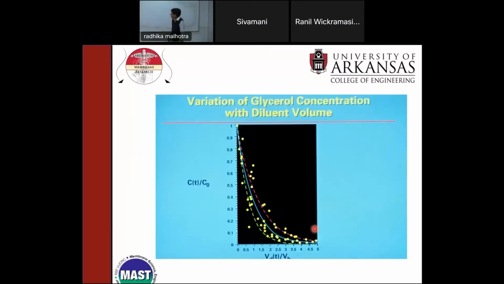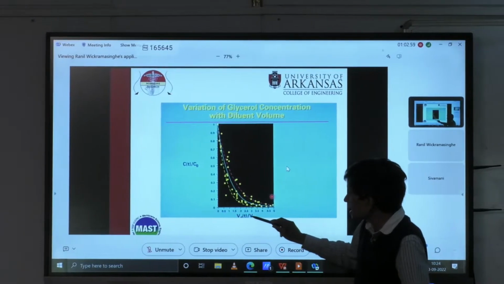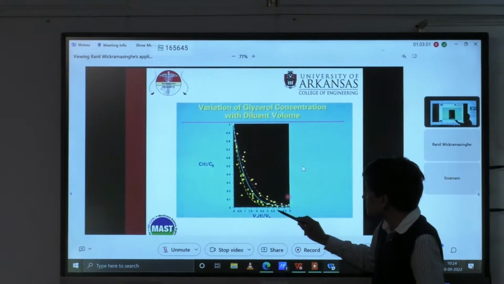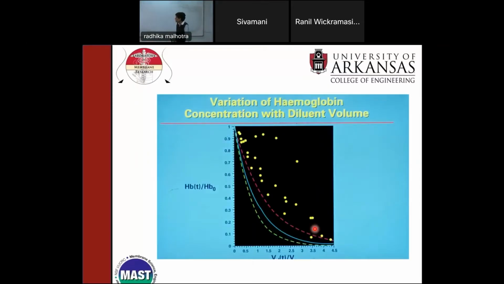So we move on. This is just some experimental data. This is our variation of glycerol concentration with dia volume. So 1, 2, 3, 4, 5. And what I'm trying to say is we got very good agreement, okay? So that's actually pretty good agreement. When you do it for hemoglobin, you don't get such good agreement. You find, in fact, the experimental data lie here above what we predict.